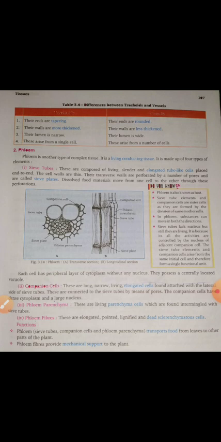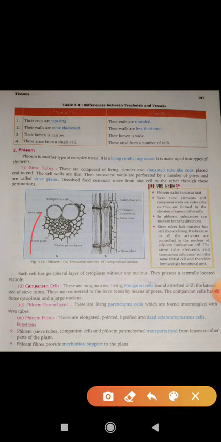So here we will discuss tracheids and vessels. What are the differences between tracheids and vessels? You can see on your screen also. Tracheids have tapering ends. Tapering ends means they are pointed at the tip. In case of vessels, their ends are rounded. Second point, the walls of tracheids are more thickened.